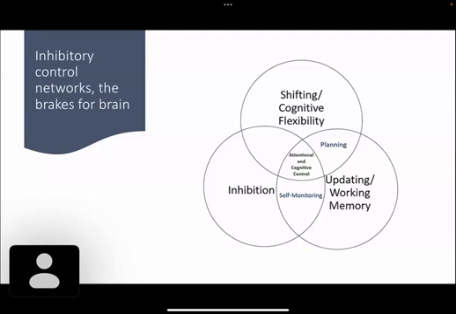So now we come to the inhibitory control networks, the brakes for the brain, and the most ill-defined of these 3 networks.